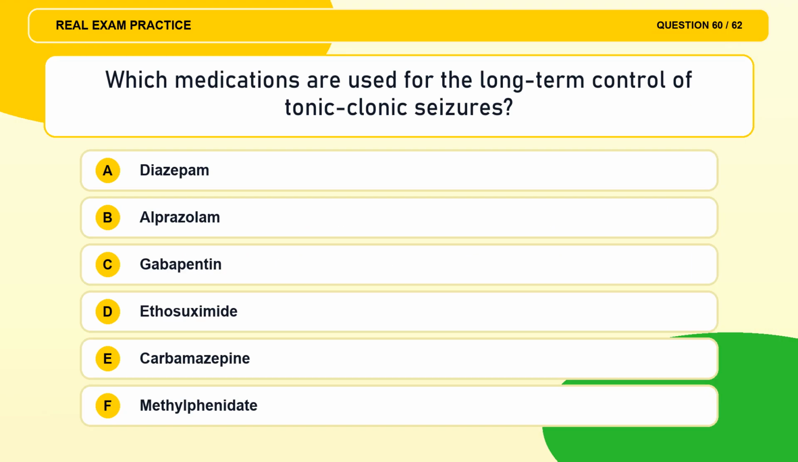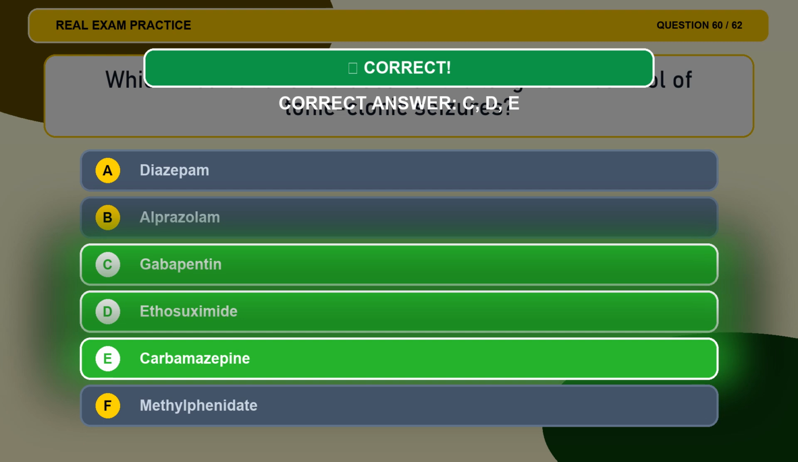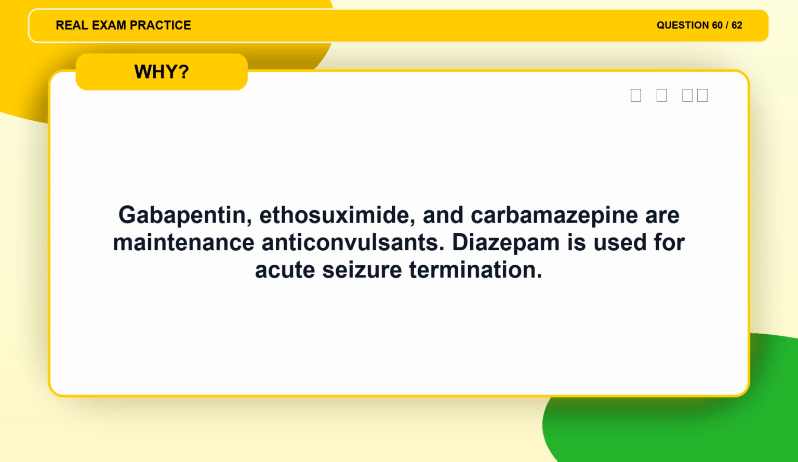Question 60. Which medications are used for the long-term control of tonic-clonic seizures? Option A, diazepam. Option B, alprazolam. Option C, gabapentin. Option D, ethosuximide. Option E, carbamazepine. Option F, methylphenidate. The correct answers are options C and D and E. Gabapentin, ethosuximide, and carbamazepine are maintenance anticonvulsants. Diazepam is used for acute seizure termination.